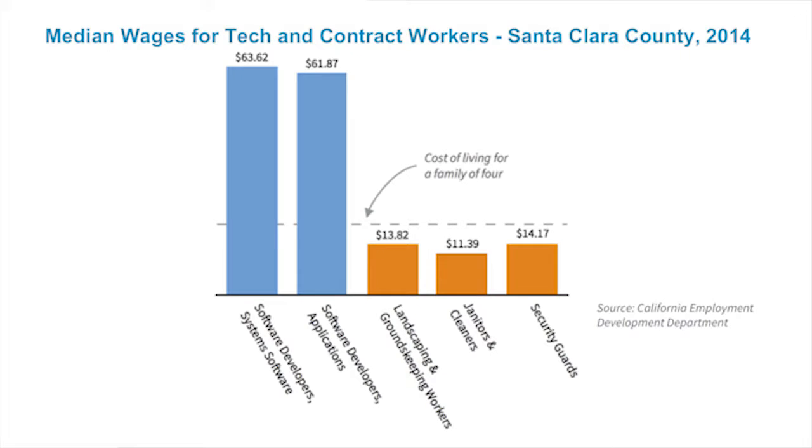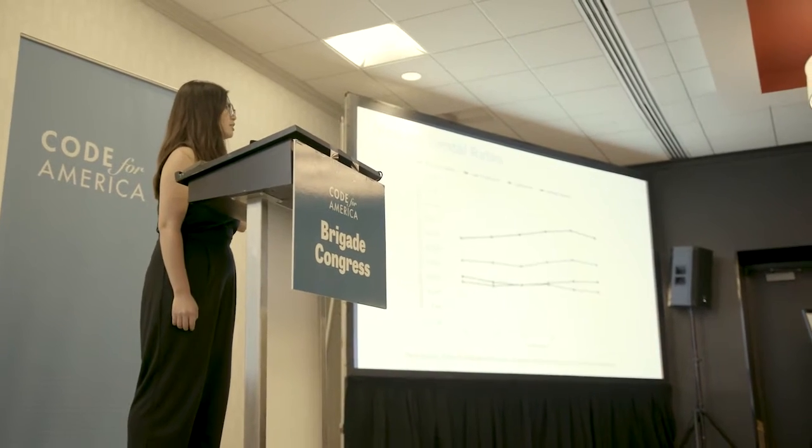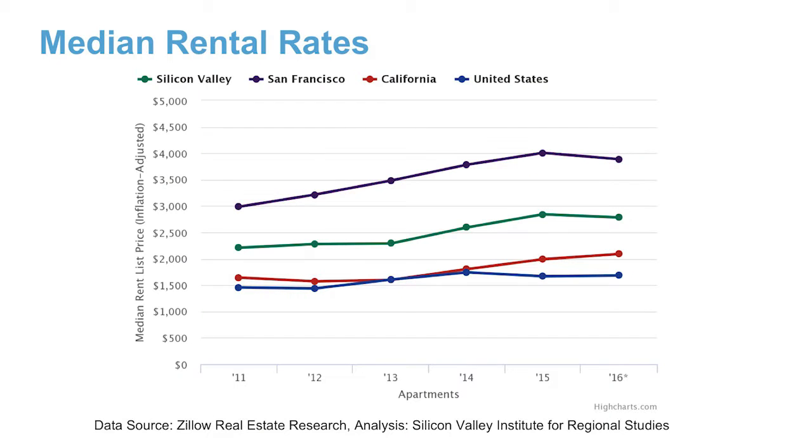As you can see in this chart, which compares average wages of tech workers versus non-tech workers, non-tech workers, like janitors, live below the cost of living for a family of four, whereas a developer or high-tech workers make much more. And for the average rental rates, you can see the two lines on the top, they represent Silicon Valley and San Francisco. In some cases, the average rent is even double of what it costs to live in the United States.